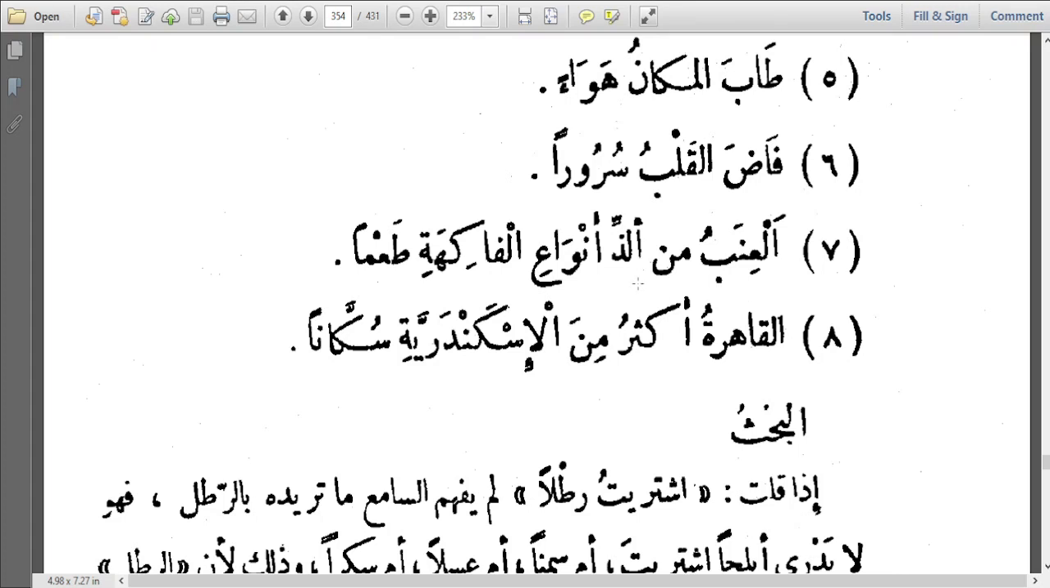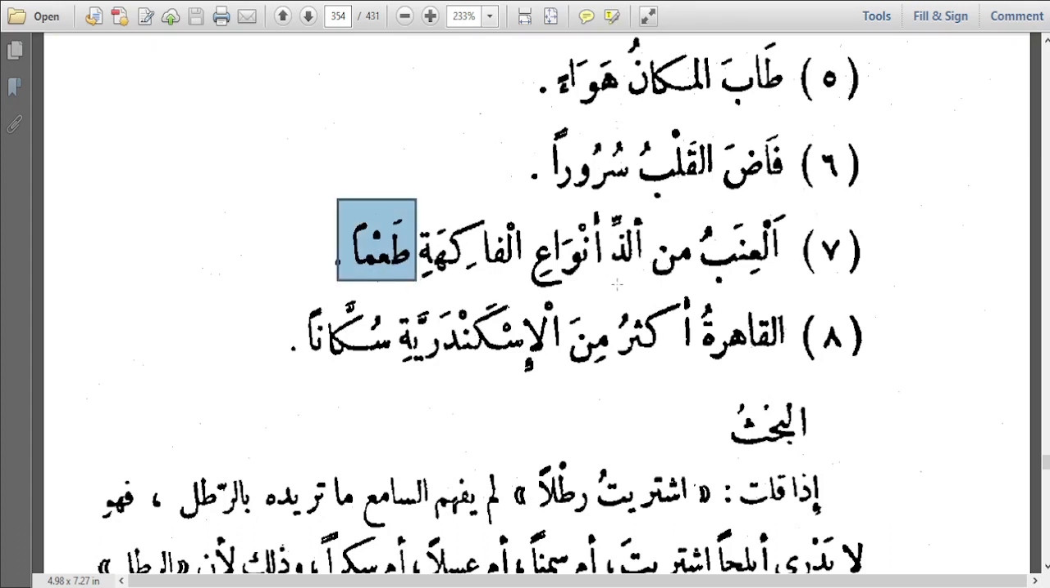Al-'inabu min aladhi anwa'il fakihati ta'man. The grapes, al-'inab, grape. The grape is among the sweetest types of fruits. Aladh, sweeter. Aladh is the superlative form of ladhidun, sweet. The grape is among the sweetest types of fruit. In terms of what? Ta'man is taste.